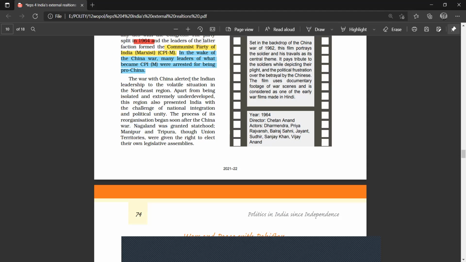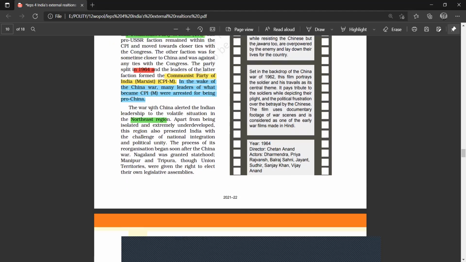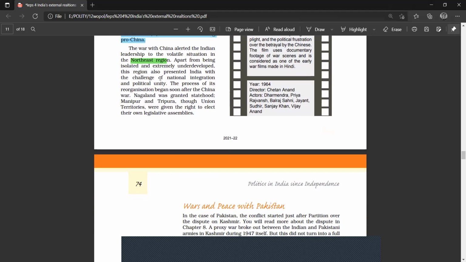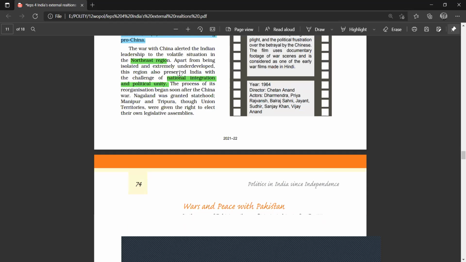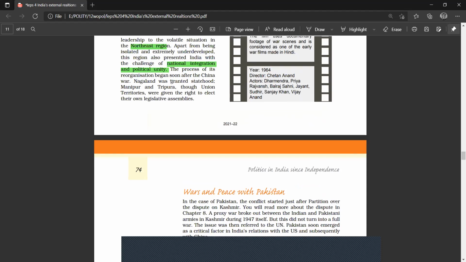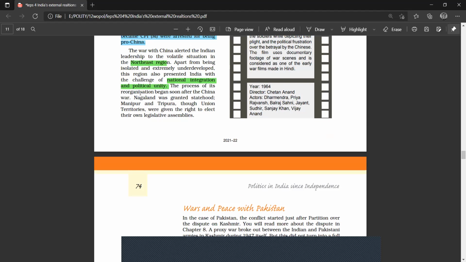All right, the war with China alerted the Indian leadership to a volatile situation in the Northeast region. The Northeast has been volatile since then. Apart from being isolated and extremely underdeveloped, the region also presented India with the challenge of national integration and political unity. Understand this, we had the issues of national integration with Nagaland, Manipur, all these northeastern states. The process of reorganization began soon after the China war. Nagaland was granted statehood, while Manipur and Tripura, though union territories, were given the right to elect their own legislative assemblies.